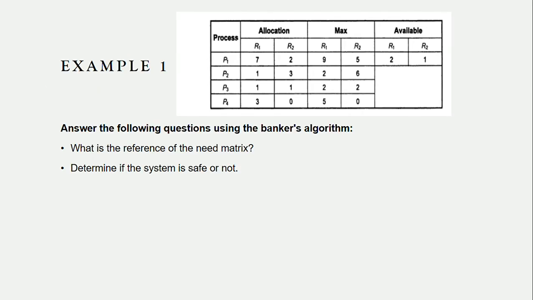So over here you can see a table with four processes. Allocation for the two resources is given. Max allocation required by the processes is given, and availability of the two resources is given. So you can see the complete table is divided in four parts: process, process allocation, process max requirement and current availability. Over here we have two resources R1 and R2. And two questions are asked. We have to calculate the need matrix. And second, we have to determine if the system is safe or not.